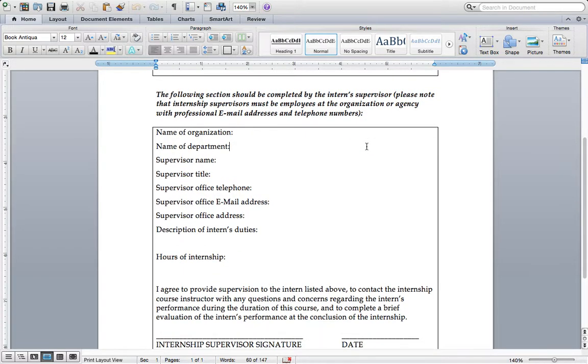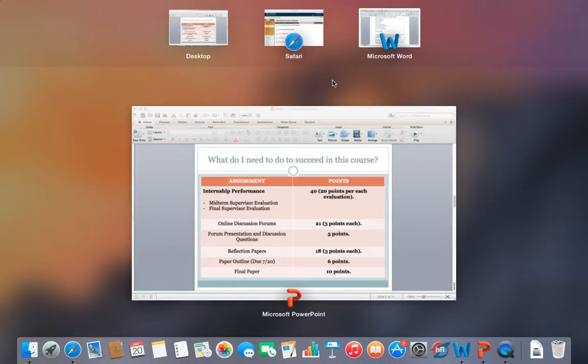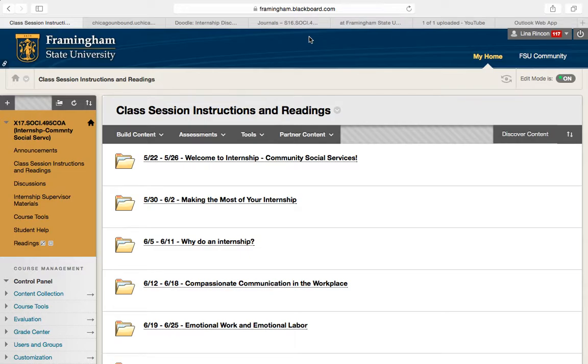So the question is, where do you find this form? This is a good time to introduce you to our main platform, which is Framingham Blackboard. When you log on to Blackboard, you'll find that you're going to have access to this particular course, x17.soci.495COA, and this is Internship and Community Services. You'll see that you're going to have these options here on the left where you're going to find materials and instructions for the class.